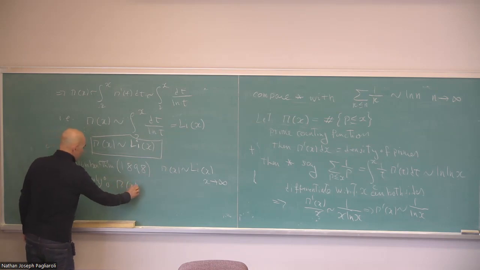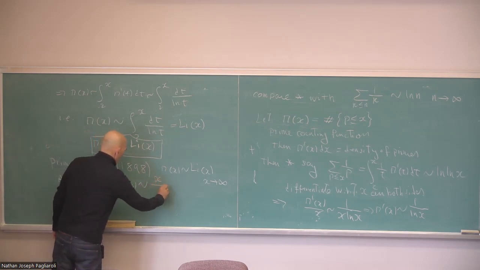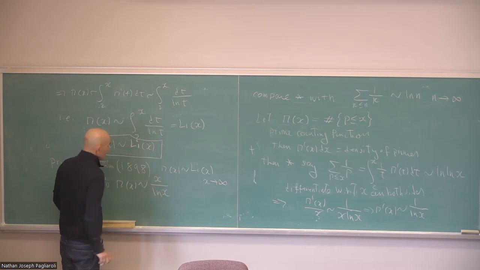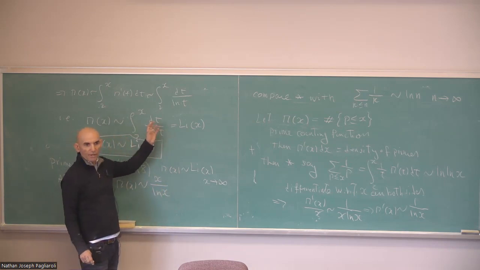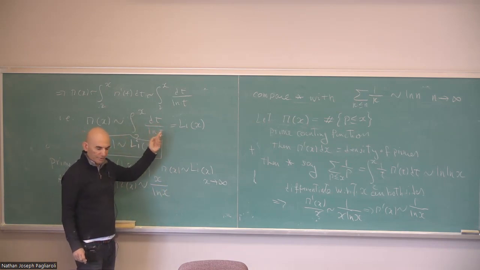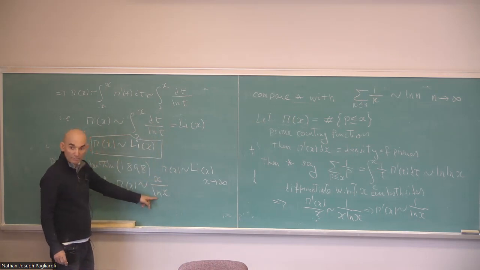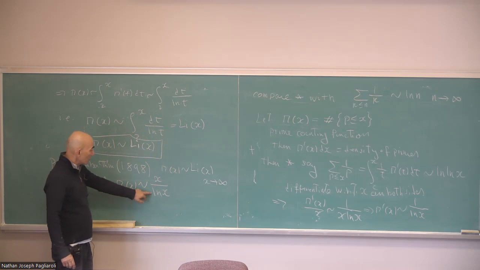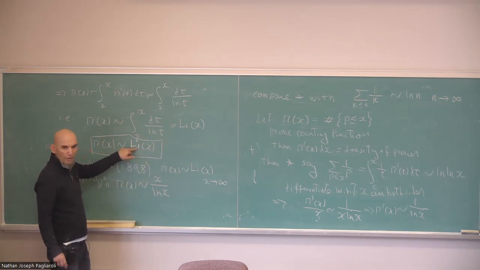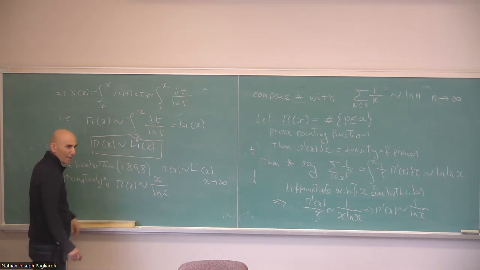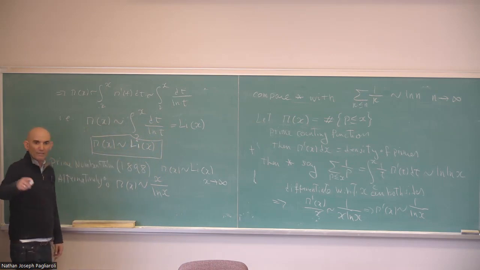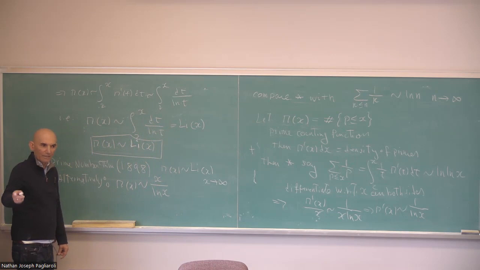Pi of x is x over log x. Because honestly, computing the integral is a kind of hurdle on the way, right? Understanding. But here we're saying that pi of x is x over log x. Now, this is also correct because this function, x over log x, is itself asymptotic to Li(x). And this is one of the assignments that I gave you in assignment 1.